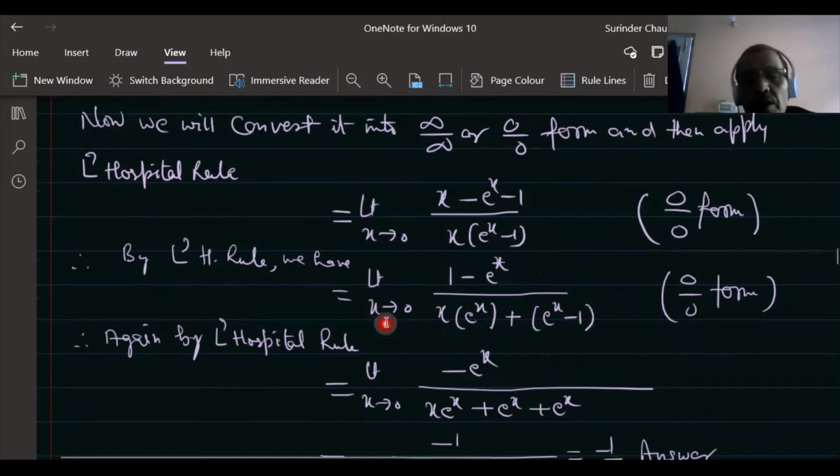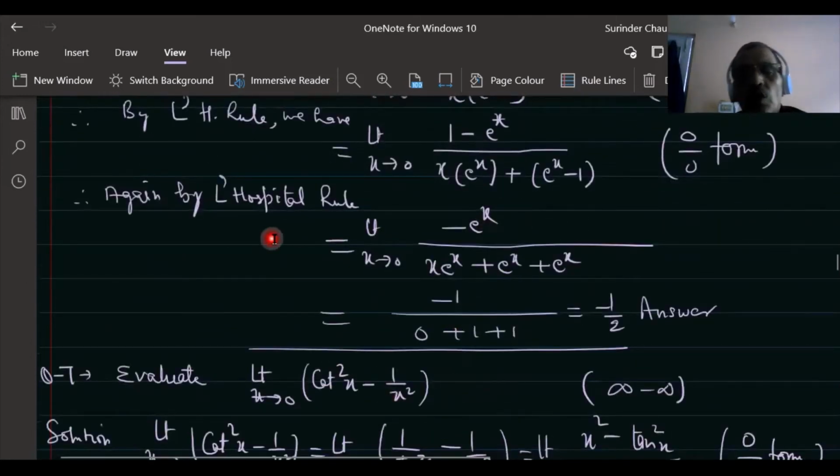Now again, check which form this is. At x equal to 0, 1 minus 1 is 0, and x into e^x is 0, so it is 0 by 0 form. Again, we can apply L'Hospital's rule. So this is equal to the limit as x goes to 0 of e^x upon, after simplification, e^x cancels out. Now, putting x equal to 0 in the remaining terms, we get minus 1.